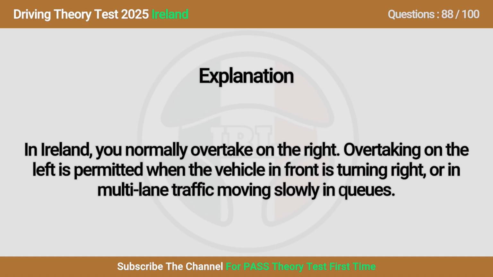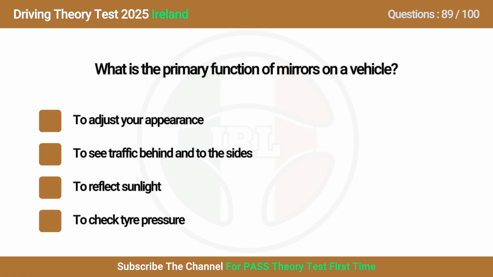Question 89. What is the primary function of mirrors on a vehicle? A. To adjust your appearance. B. To see traffic behind and to the sides. C. To reflect sunlight. D. To check tire pressure.